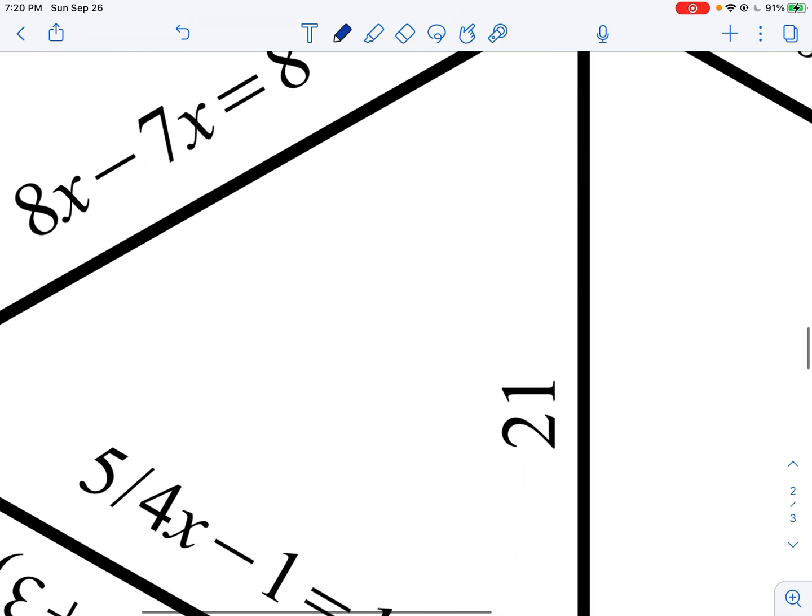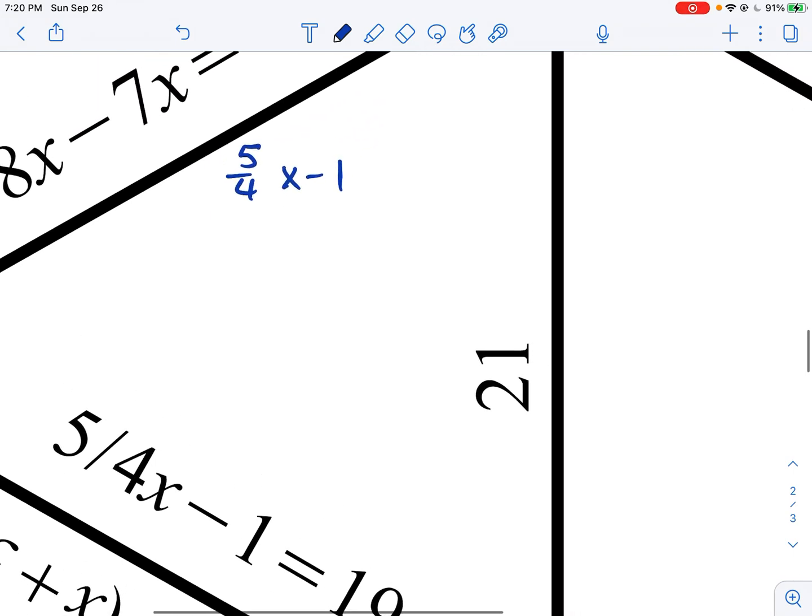We're going to write this one right here: 5/4 x minus 1 equals 19. So this one, I add 1. I don't worry about the fraction yet. Now I can worry about the fraction. Remember, don't write this part down.